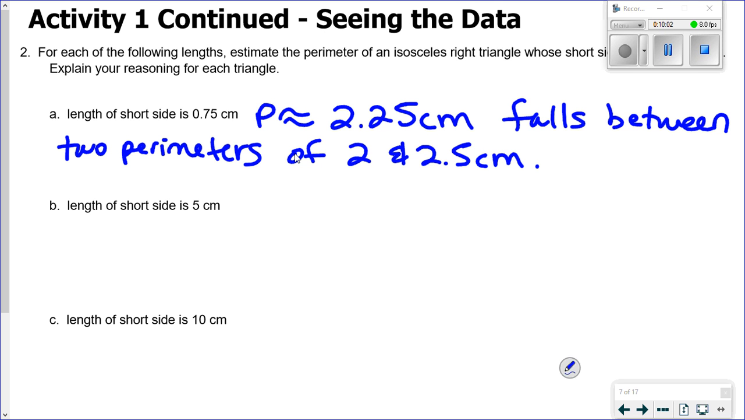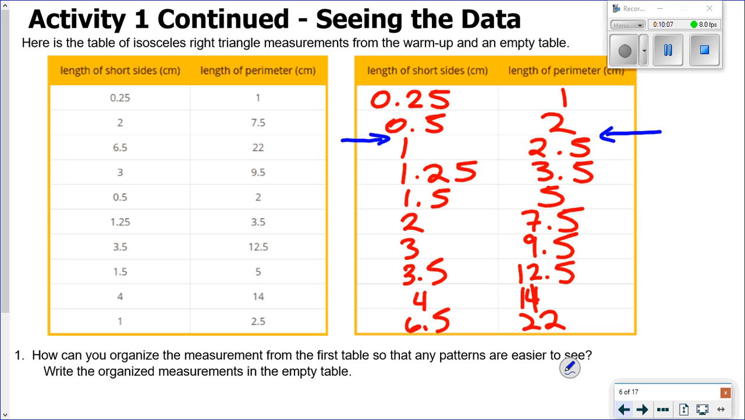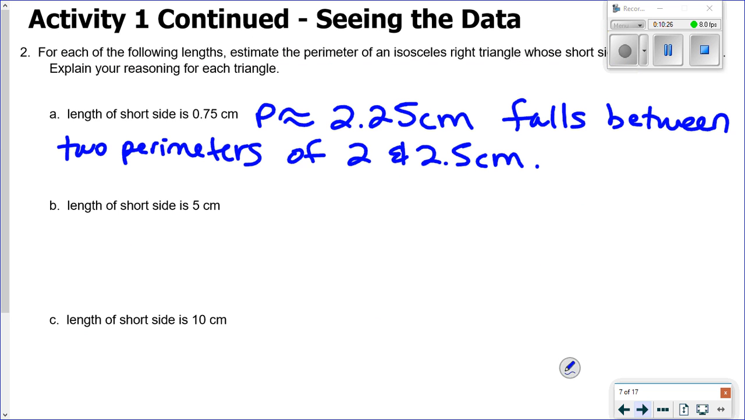All right, then how about for the length of the short side that is 5 centimeters? So if I go back to my table, 5 centimeters is going to fall somewhere between 4 and 6.5, which tells me my perimeter should fall somewhere between 14 and 22. So maybe a good estimate for that one would be around 17 centimeters. So I'm going to estimate the perimeter for this one to be approximately 17 centimeters. And again, it's a little less than halfway between 14 centimeters and 22 centimeters, so that's my reasoning here.